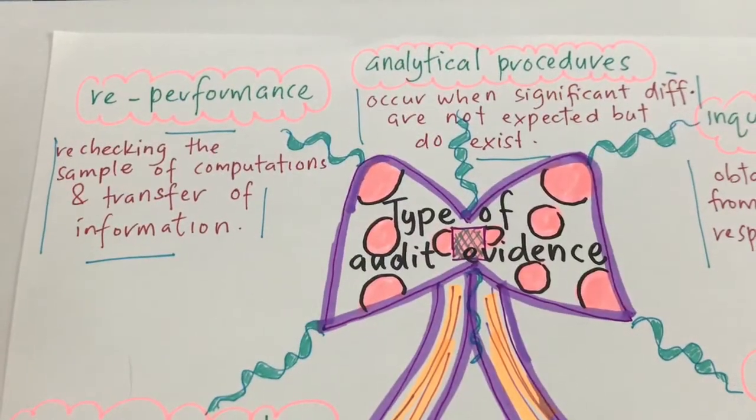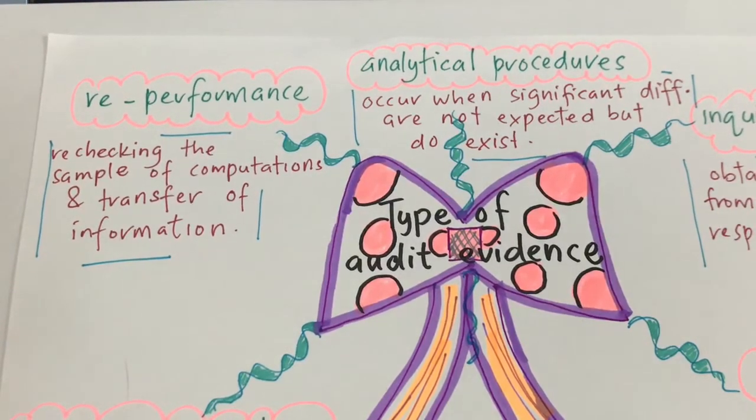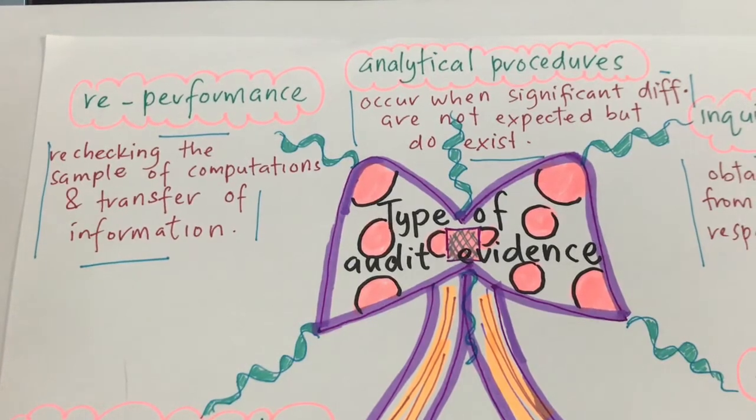Lastly, reperformance. Rechecking a sample of the computation and transfer of information to see whether the information was consistently in the right accounting record.